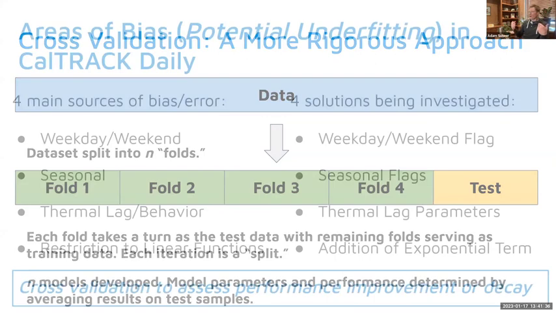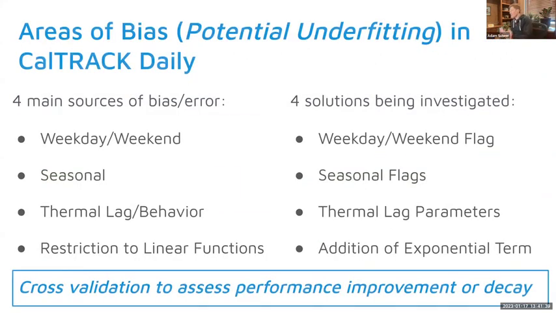So ultimately, we have these 4 sources of bias that we know for sure exist: weekday/weekend, seasonal, thermal lag and behavior, and restriction to linear function. The solutions that we are proposing are to include a weekend/weekday flag, to include seasonal flags, to include thermal lag parameters that Travis will talk a bit more about, and the addition of a nonlinear term to allow for that more gradual onset of heating and cooling that we see around the balance point temperatures.